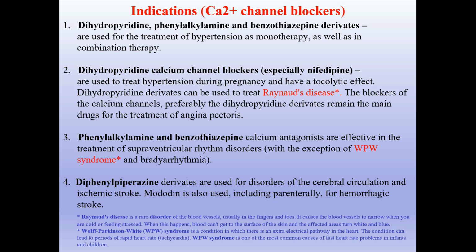pectoris. Third, phenylalkylamine and benzodiazepine calcium antagonists are effective in the treatment of supraventricular rhythm disorders, with the exception of Wolff-Parkinson-White syndrome and bradyarrhythmia. Fourth, diphenylpiperazine derivatives are used for disorders of the cerebral circulation, ischemic stroke, and hemorrhagic stroke. And below you can see the description of Raynaud's disease and Wolff-Parkinson-White syndrome.